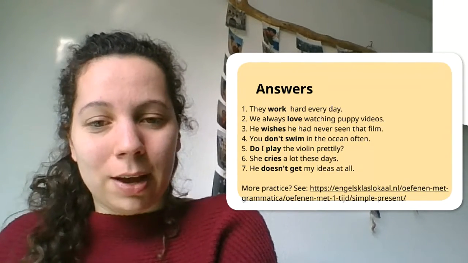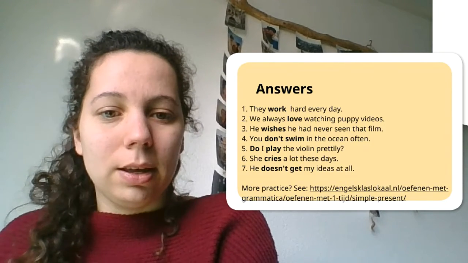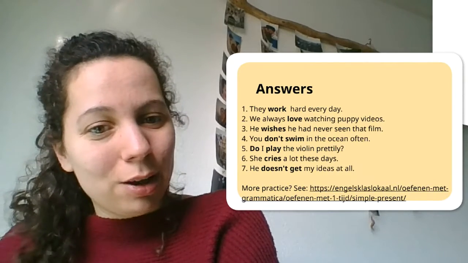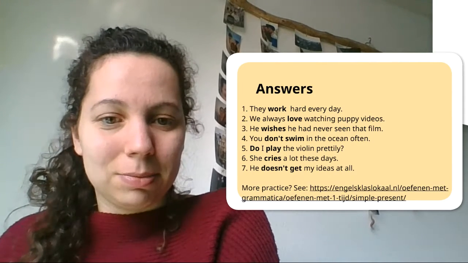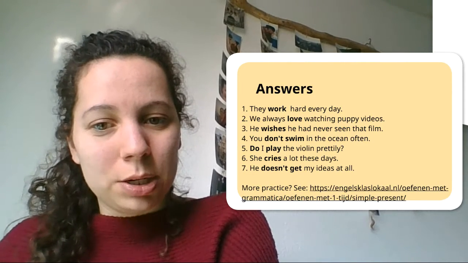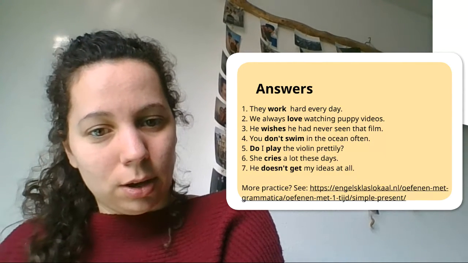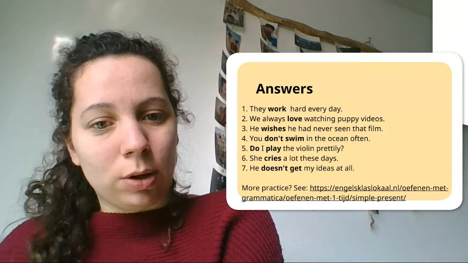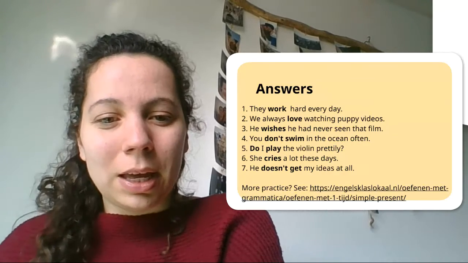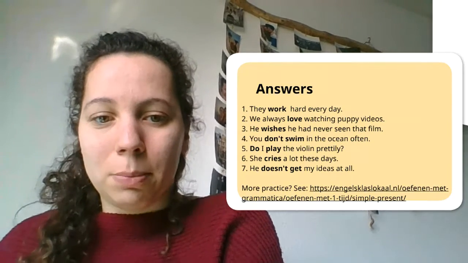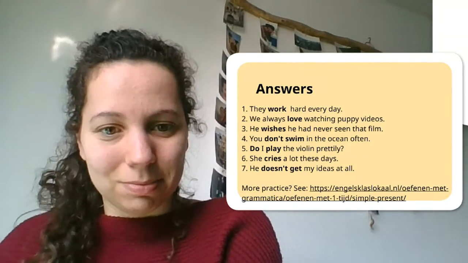Then in number 4, we have to do a negation, and swim is a normal verb, so we get you don't swim. In 5, a question for an I form, again for a normal verb, so do I play? In 6, a she form of a word, cry, that ends in a Y, and before that it has a consonant, so the RY there. That means it's cries with IES. And in the last one, a negation of a he form, he doesn't get my ideas at all, and please note it's get, so there's no S behind that, doesn't get.